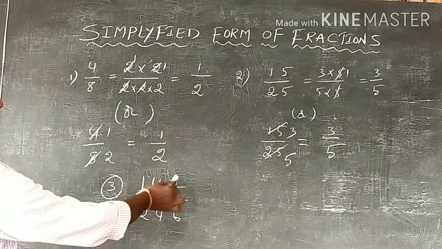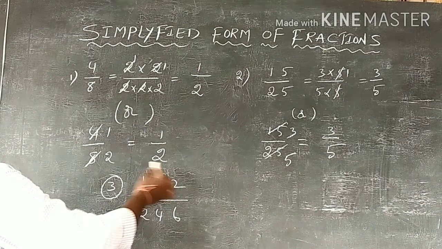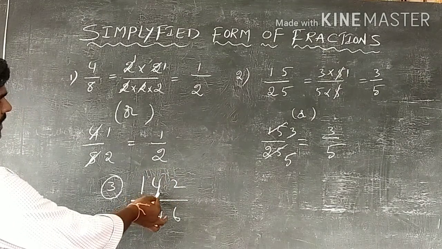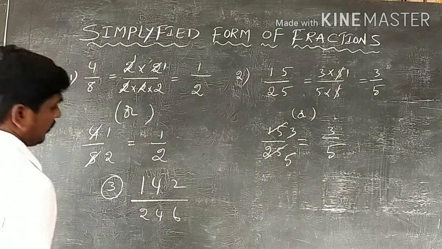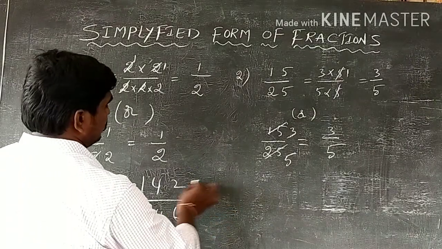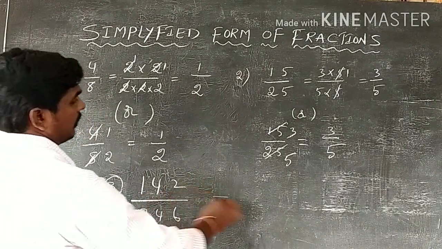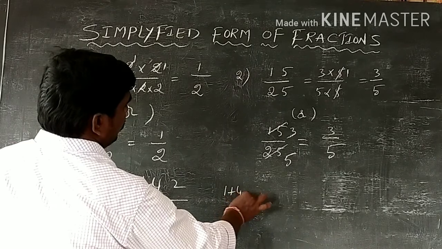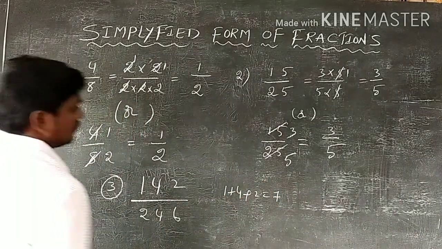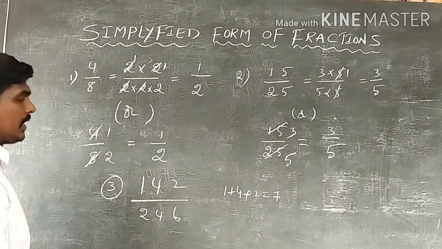142. It has 3 digits. Find out the sum of the 3 digits. 1 plus 4, 5. 5 plus 2, 7. So 1 plus 4 plus 2 is equal to 7. Like that also you can verify whether it is possible or not.